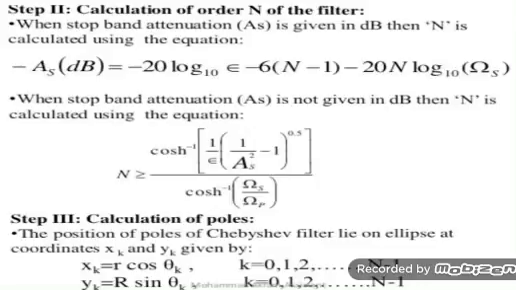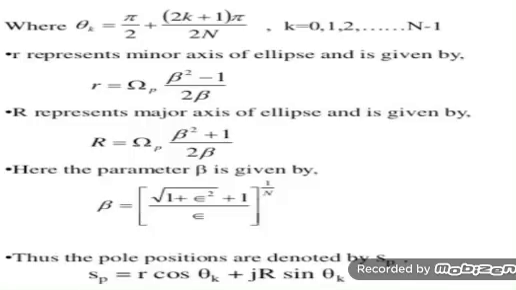xk and yk. The position of poles of Chebyshev filter lie on ellipse at coordinates xk and yk given by xk equal to r cos θk, where k equal to 0, 1, 2, so on to n minus 1, which is the order n minus 1. yk equal to capital R sin θk, where k equal to 0, 1, so on to n minus 1. And θk is given as π by 2 plus (2k plus 1) into π by 2n. Here k equal to 0, 1, 2, so on to n minus 1.